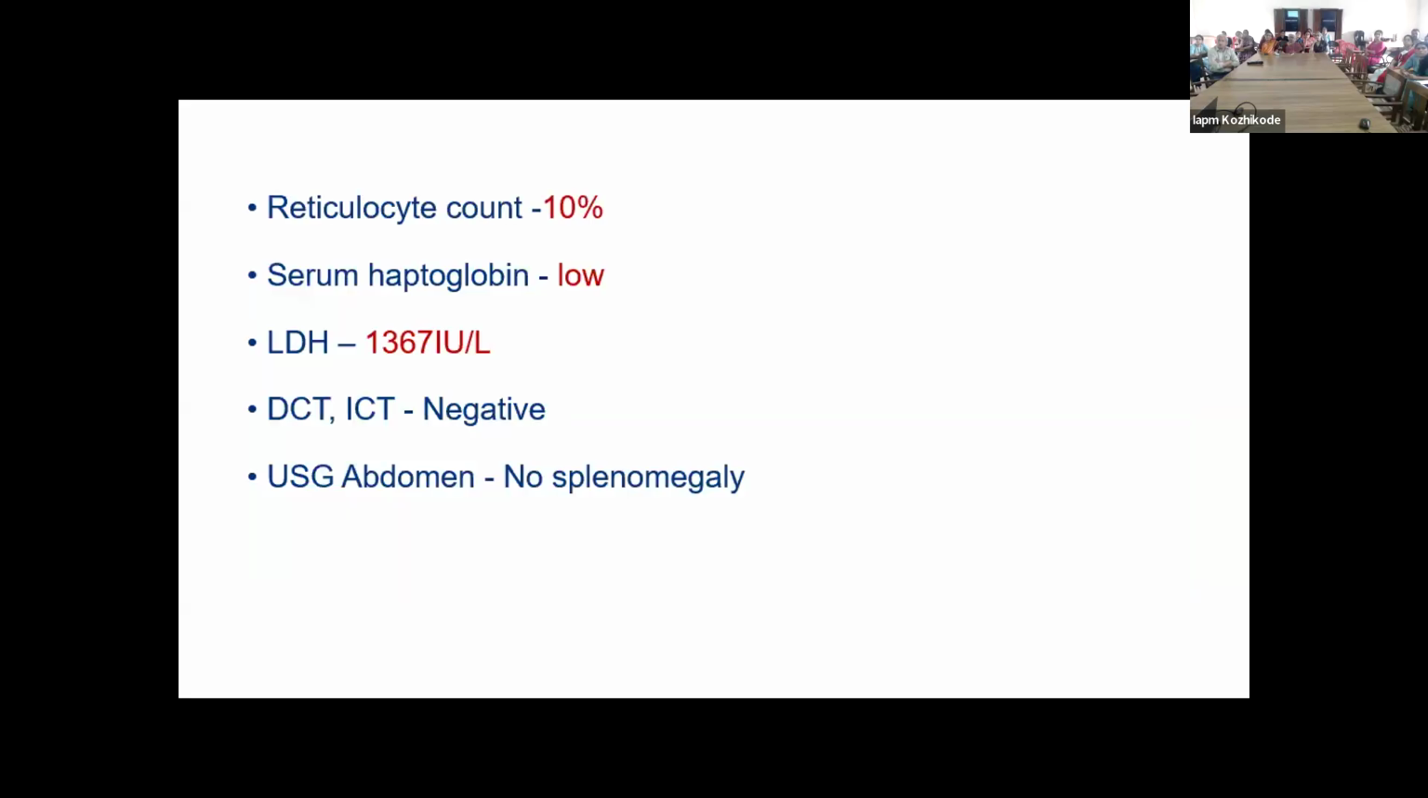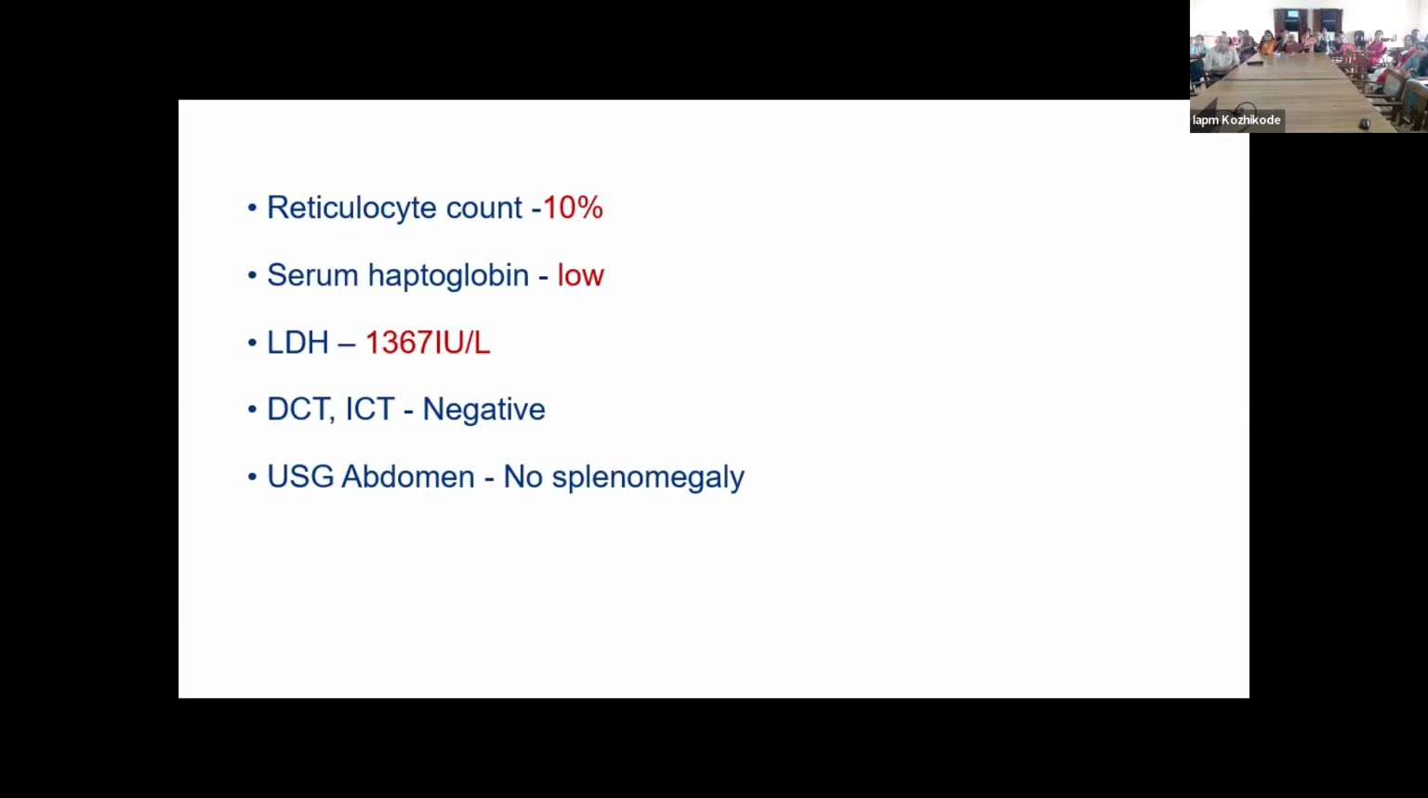The reticulocyte count was elevated, it was 10%. Serum haptoglobin is low. Serum LDH was also markedly elevated, 1367 international units per liter. Direct Coombs test and indirect Coombs test were negative, and USG abdomen shows no splenomegaly. So it's a young female who presented with anemia and thrombocytopenia, and peripheral smear shows features of spirocytic hemolytic anemia, and blood investigations also favor a hemolytic blood picture.